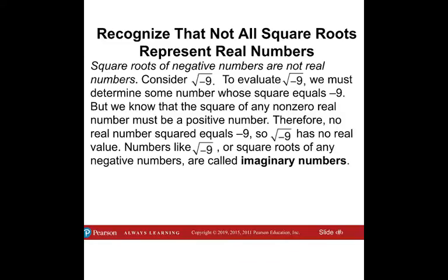So all square roots do not represent real numbers. Consider the square root of negative 9. In order to evaluate it, we'd have to have a number that multiplies by itself to give us negative 9. But we don't have any real numbers that do that, because positive 3 times positive 3 is positive 9, and negative 3 times negative 3 is positive 9.